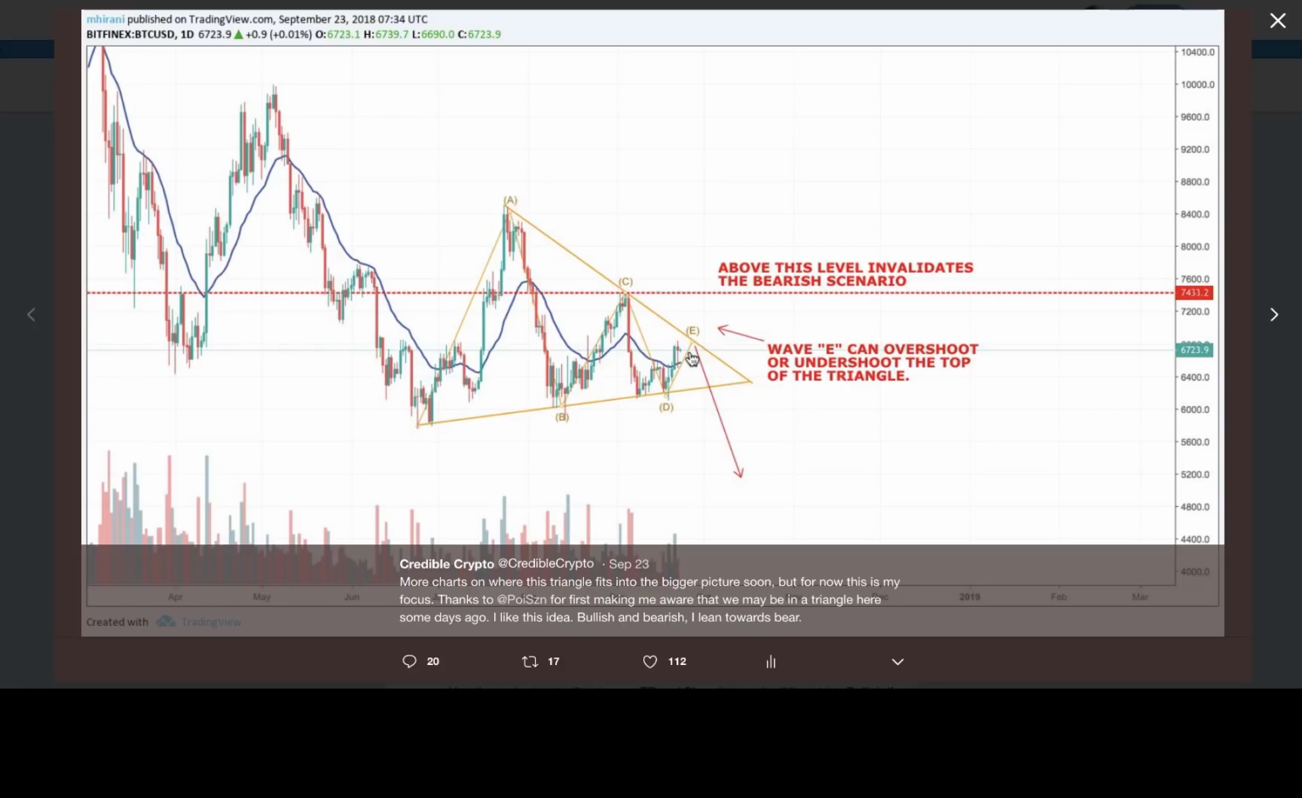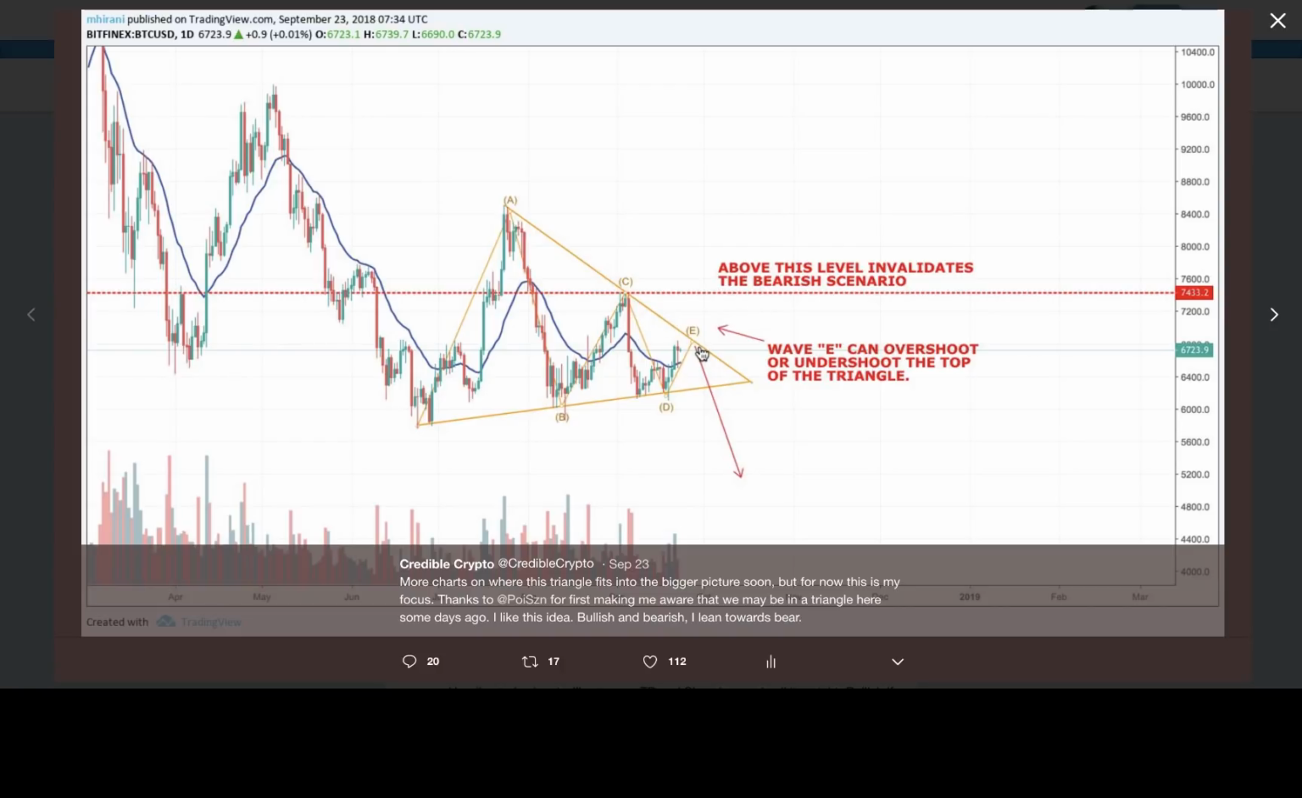Now, the other rule that we have with Elliott wave triangles is that the E wave, although it can go above this upper trend line, is not allowed to go above the end of the C wave. So the absolute max that this E wave could overthrow this trend line by is up to 7,433, which is where our C wave is. So that becomes the invalidation point for this count.